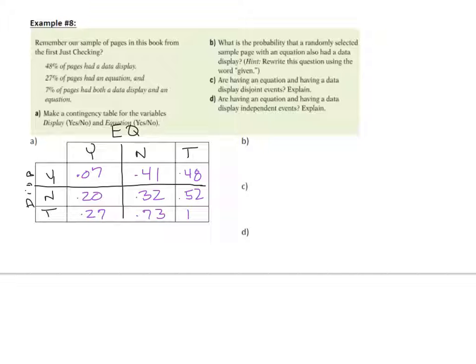If you need a little help getting started on B, just making sure you understand what the question's asking, they're asking you what the probability that a randomly selected page with an equation also had a data display. So we're talking about the probability of having a data display given we know we had an equation for B. For C, you're asking whether or not they're disjoint. So this should be a question about looking at data intersect equations.